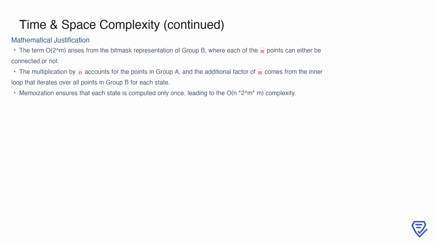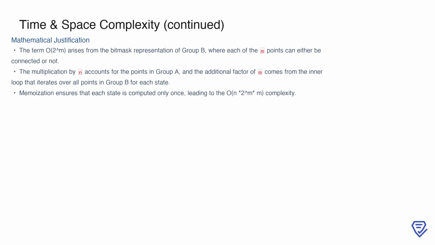Finally, let's examine the mathematical justification for the time complexity. The term O(2^m) arises from the bitmask representation of Group B, where each of the m points can either be connected or not, resulting in 2^m possible states. The additional factor of n is due to the n points in Group A, while the factor of m comes from the inner loop that iterates over all m points in Group B for each state.